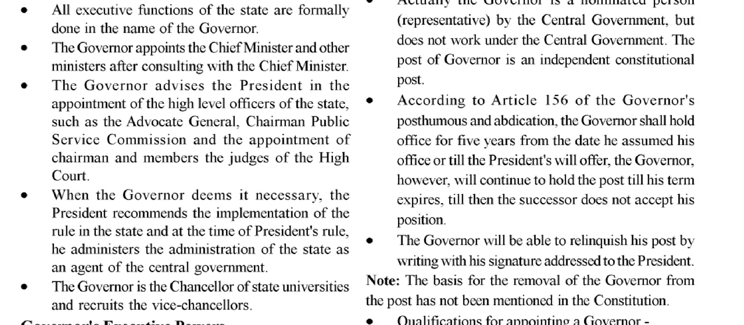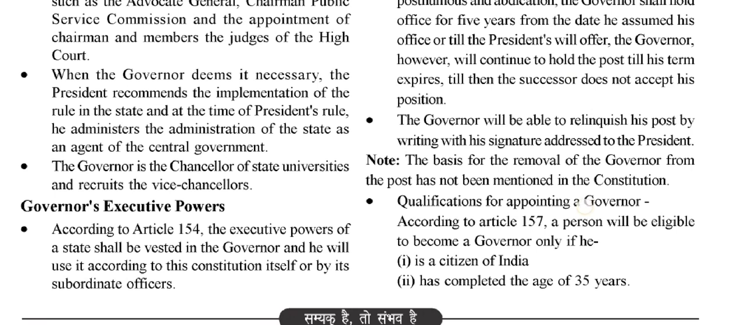According to Article 156, the governor shall hold office for 5 years from the date he assumed his office, or during the pleasure of the president. However, he will continue to hold the post after his term expires until his successor assumes the position. The governor will be able to resign his post by writing under his signature addressed to the president. Note: the grounds for the removal of the governor from the post have not been mentioned in the constitution.